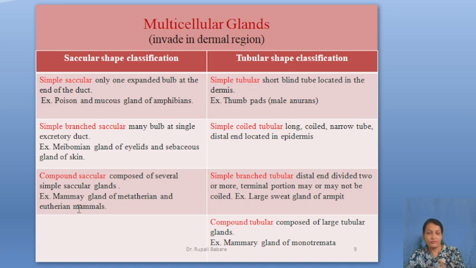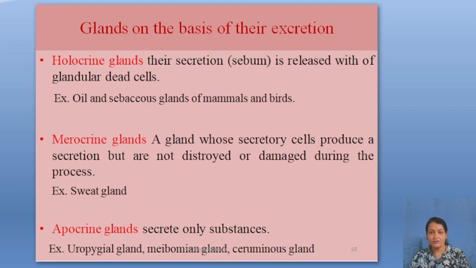So in this slide we discussed the different multicellular glands on the basis of their shapes. The next is glands on the basis of their secretion, which you know very well from the previous slide. There are three different glands on the basis of their secretion: holocrine gland, merocrine gland, and apocrine gland. In the holocrine gland, the secretion is sebum, which is released with the glandular dead cells. An example is the oil and sebaceous gland of mammals and birds.